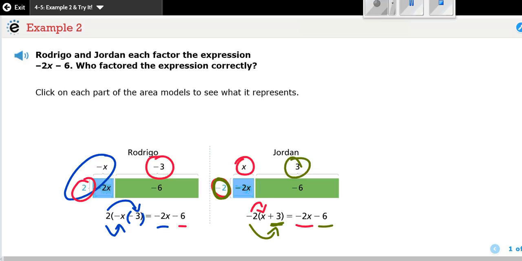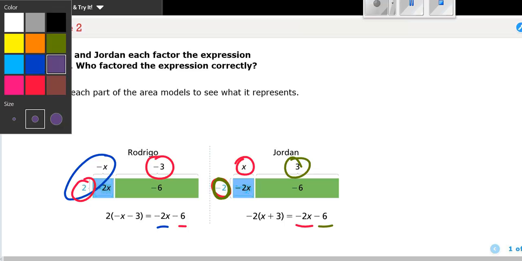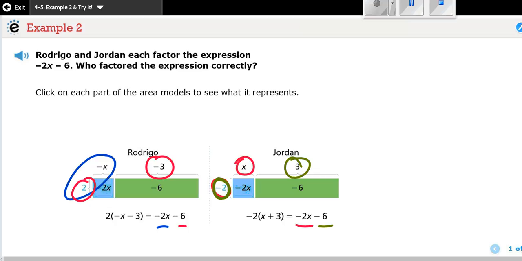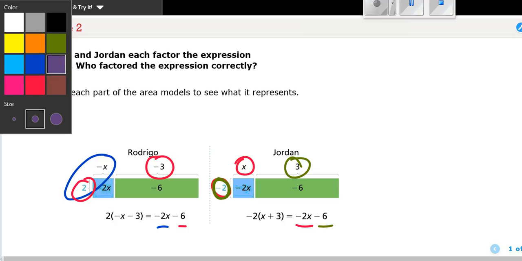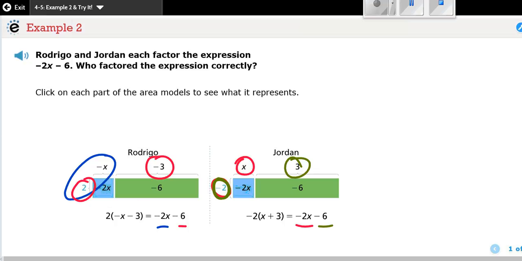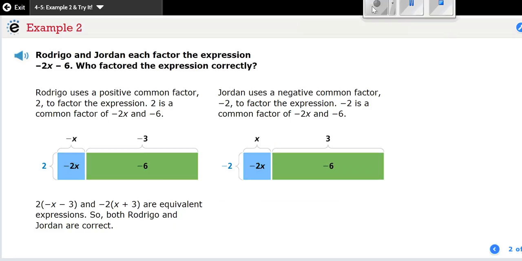So how is it that our two answers are different? Our answer here and here look different. They are different, right? So here's what's going on. If we take a closer look at what these two gentlemen did, we see that they're both correct. How can they both be correct?